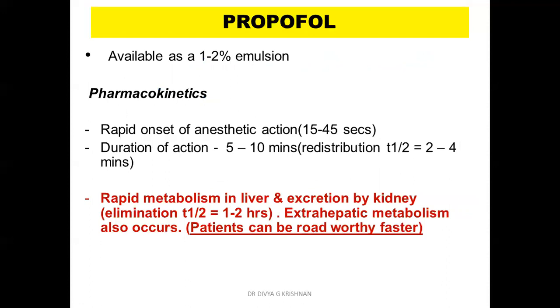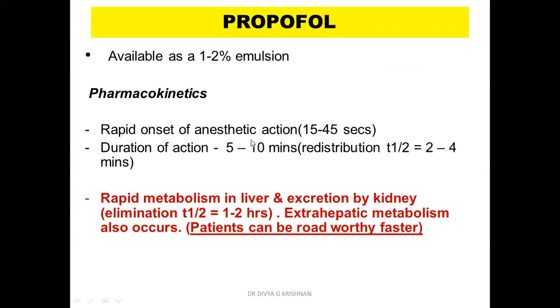Next, we go to the non-barbiturates category, propofol. This one is available as a 1 to 2% emulsion. This is very important because it is the only anesthetic agent which is available as an emulsion, and it usually appears as a white emulsion.